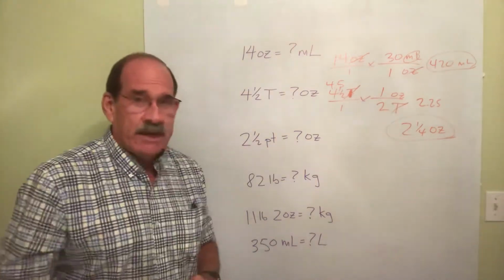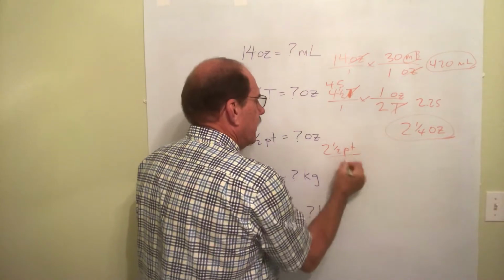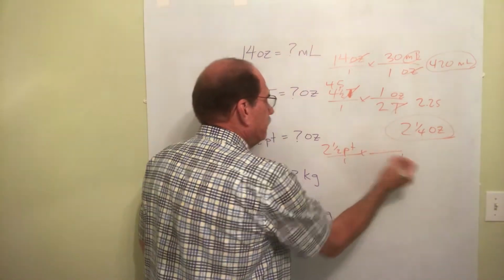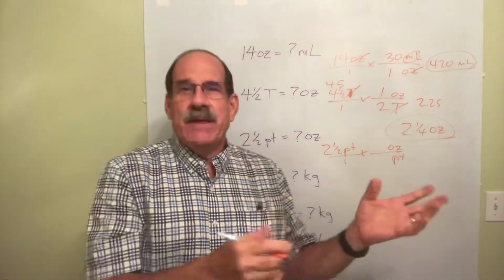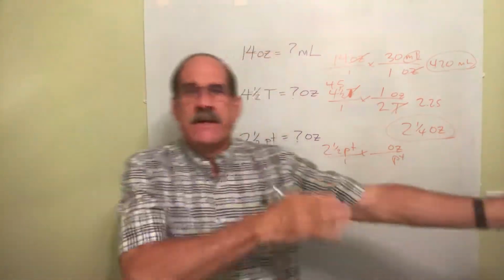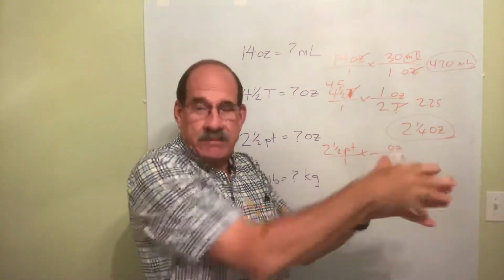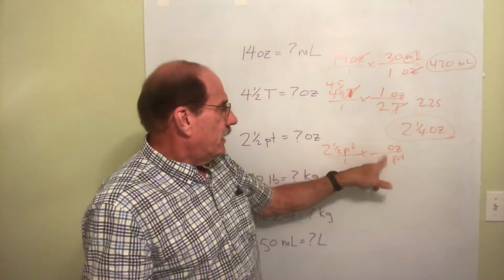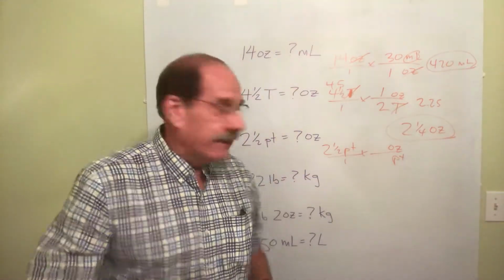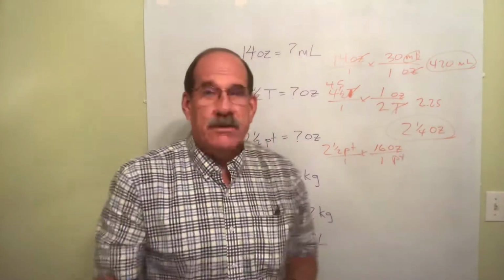Well, let's see. Next one, 2.5 pints. Let's convert the pints into ounces. Now going back to gallon, we have gallons here, you had quarts here, you had pints here, you had cups out here, and it's on there somewhere. How many ounces are there in a pint? 1 pint is 16 ounces.